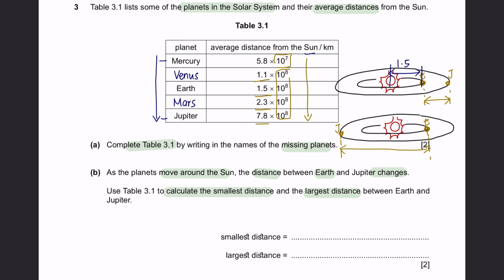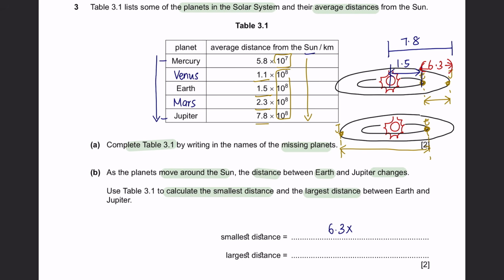The Earth is 1.5 times 10 to the power of 8 kilometers from the Sun, whereas Jupiter is 7.8 times 10 to the power of 8 kilometers away from the Sun. So the distance between them here is 6.3 times 10 to the power of 8 kilometers.